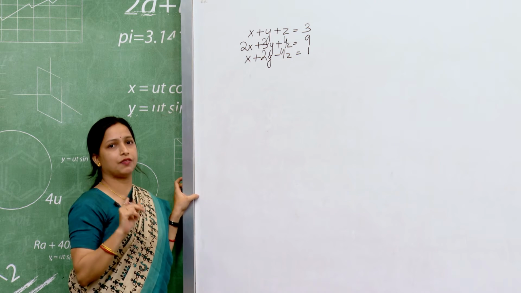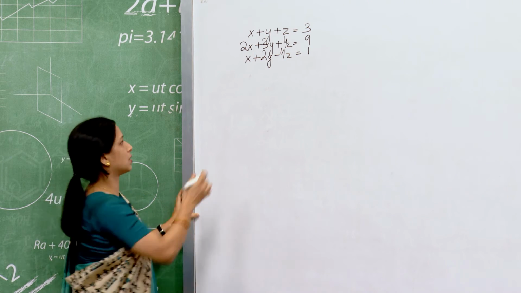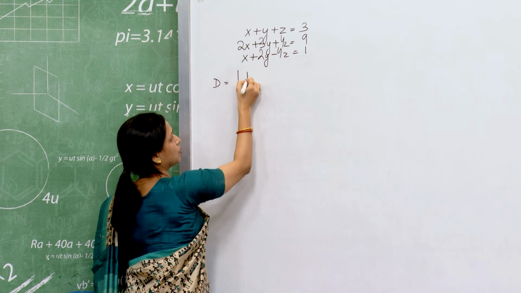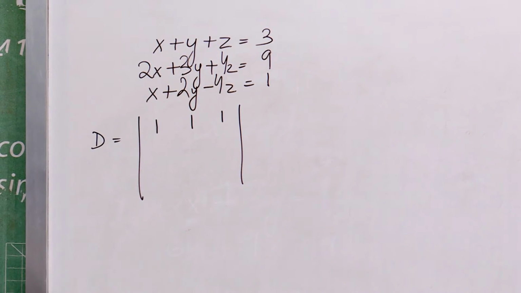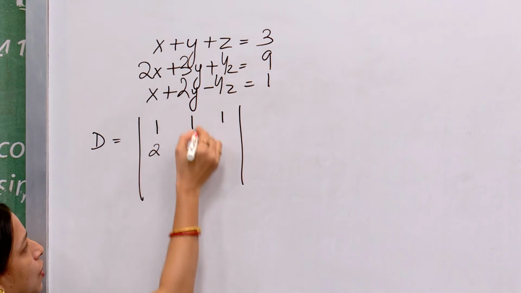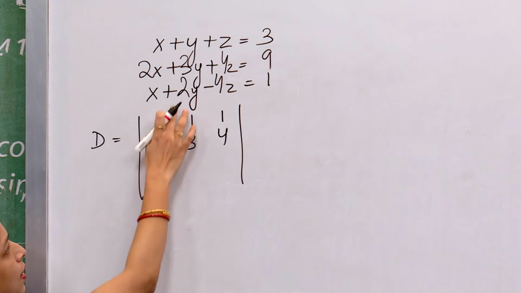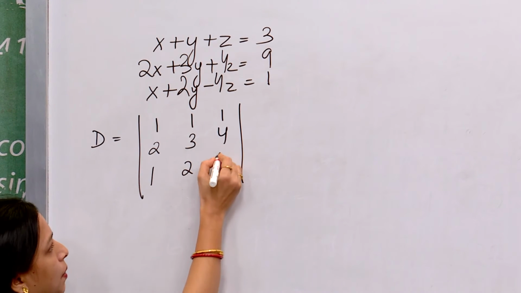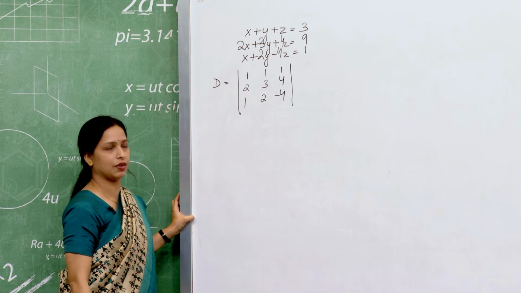Now, what is the first step? The first step is to make the determinant of the coefficients. What are the coefficients here? The coefficients for x, y, z are 1, 1, 1. Next, 2, 3, 4. And here 1, 2 and minus 4. So, this is the determinant of the coefficients of the variables.